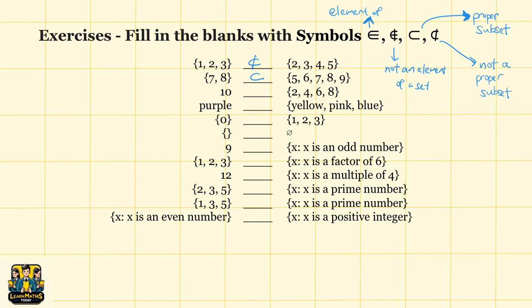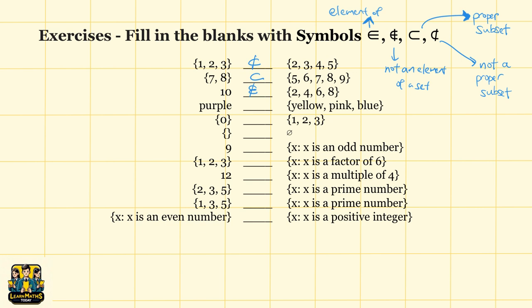The third one, on the left side of the equation, you can see it is not a set. It is simply an element. That means we can only show it with the symbol element of or the symbol not an element of. As you can see, 10 is on the left side but not on the right side. So we can say that the element 10 is not an element of the set containing 2, 4, 6, and 8.